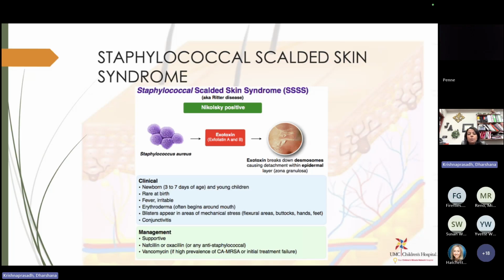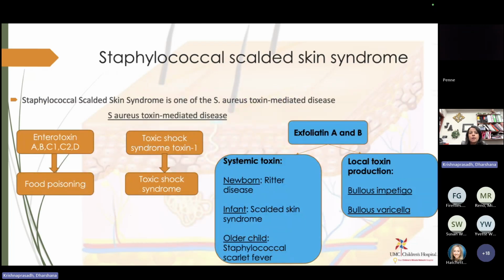Sometimes these people can have conjunctivitis. Because their skin layer is peeling off, we do supportive management like fluids and then antibiotics like nafcillin or oxacillin. If there are resistant organisms, we can consider vancomycin IV for these patients.